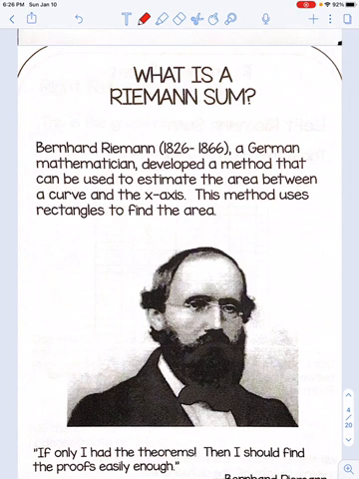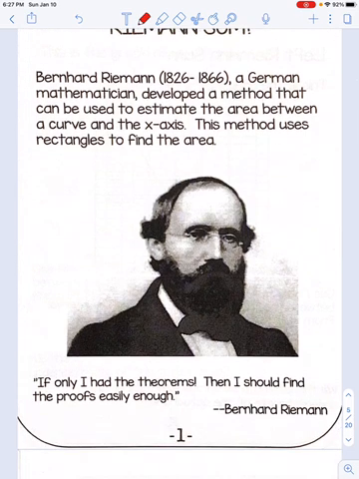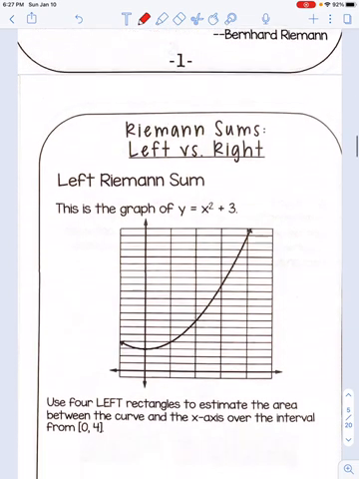So here we've got Bernard Riemann, and he was in the 1800s. He was a German mathematician. He developed the method that can be used to estimate the area between a curve and the x-axis, and it uses rectangles to find the area because rectangles were something they were very familiar with and very comfortable with finding the area.